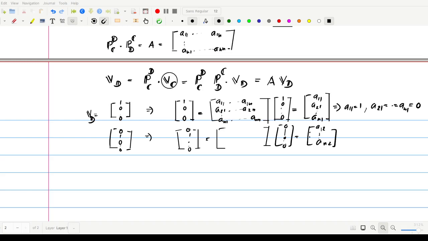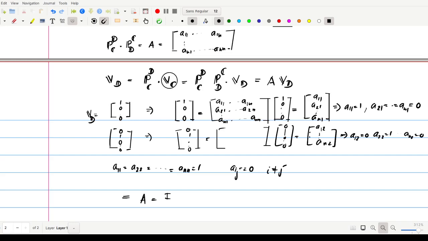the next set of coefficients, that is a12 equal to 0, a22 is equal to 1 and all others are 0, etc. an2 is equal to 0. So when you put in this manner, we can get all the entries a11 equal to a22 equal to etc. ann equal to 1, and all other aij equal to 0 for i not equal to j. So this gives the matrix A is the identity matrix.